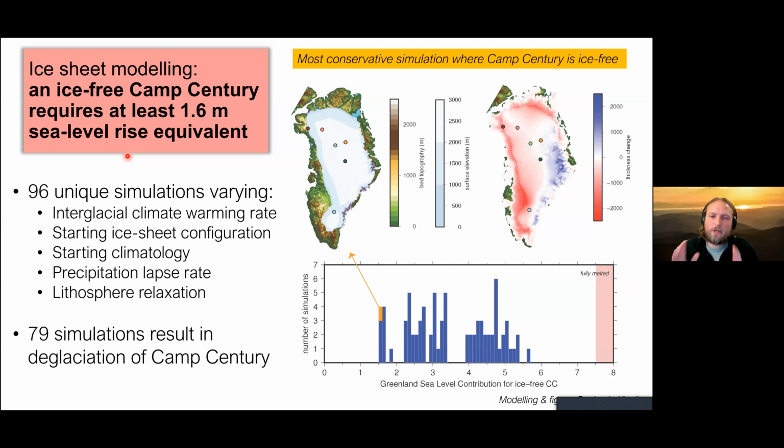So what we want to understand is just how much smaller the Greenland ice sheet is to expose Camp Century. And so if we take the most conservative simulation, where Camp Century is just barely ice-free, we see that the Greenland ice sheet must have contributed 1.6 meters to sea level rise. It could have been more, but this is a hard lower limit.